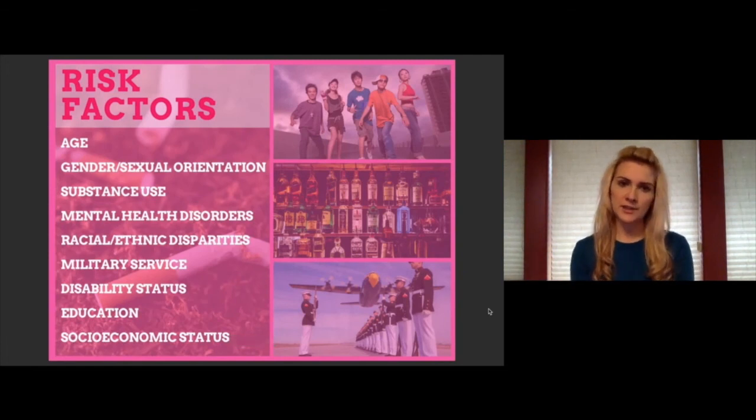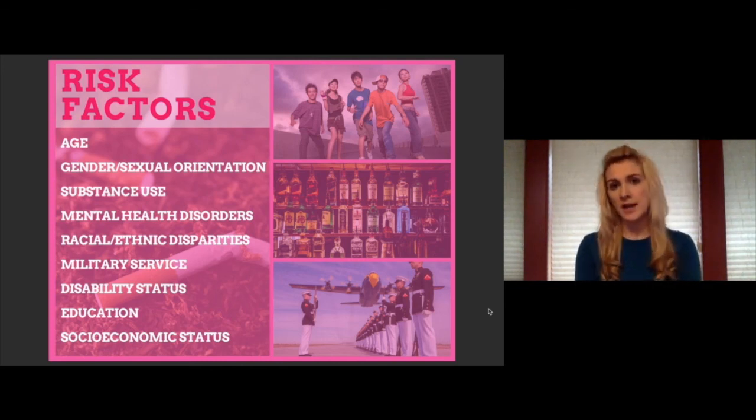So what are some risk factors? Well, age is certainly one of them. Obviously younger generations and those born in the baby boomer generation are more likely to smoke. Gender, sexual orientation, substance use, or history of abuse of substances, mental health disorders, racial or ethnic disparities, military service, disability status, education level, socioeconomic status. These are all risk factors for smoking, especially tobacco products.